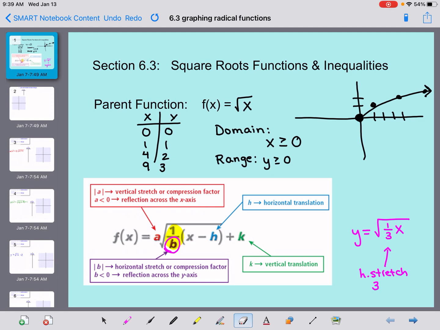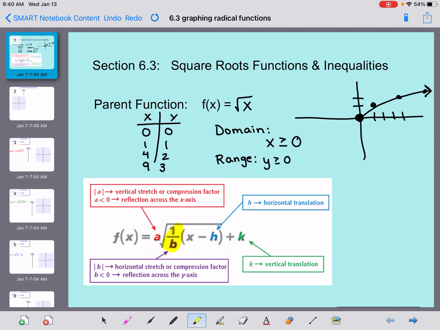So we need the b value, and the b value is the reciprocal of whatever number you see in this position. So if the number is 4x, right, then this is a horizontal compression, and we would say by a factor of 1/4, right? You flip that number to figure out what the b value is. Okay. So that's all your stretches and compressions.